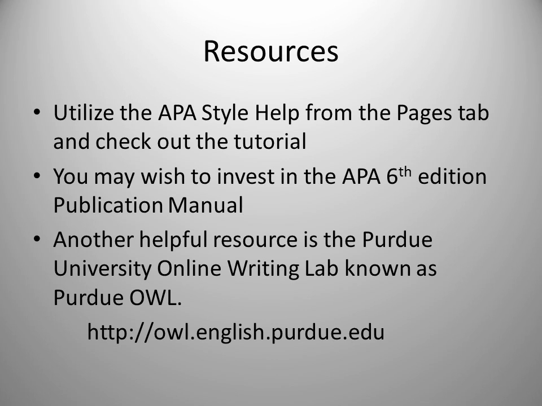There are some resources available for you to help with APA, because I know this was quick, but you can go to that APA Style Help under the Pages tab in your Canvas system. There is an APA book you can either purchase on the hard copy or an e-book of the APA 6th edition manual. And another helpful resource comes from the Purdue University Online Writing Lab, known as the Purdue OWL. And here is their reference.